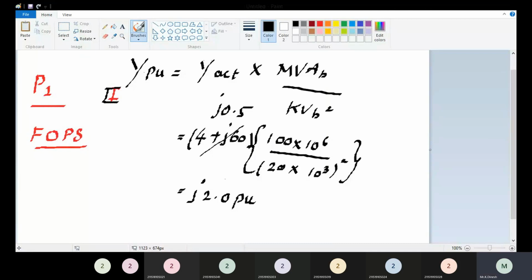We need to find the new Z per unit. The new base values are 13.8 kV and 50 MVA. This is very simple, which we use in our classroom sessions.